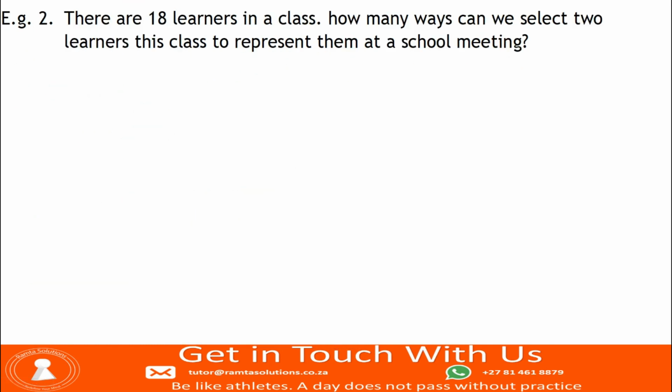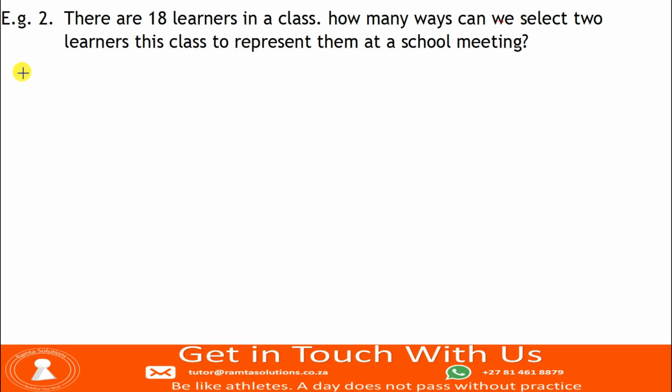Now, example 2. There are 18 learners in a class. How many ways can we select 2 learners in this class to represent them at a school meeting? Sorry, there's an error there, but it's understandable. How many ways can we select 2 learners from this class to represent them at a school meeting?